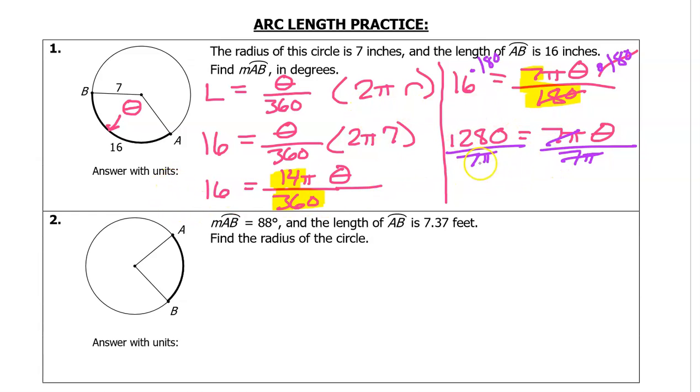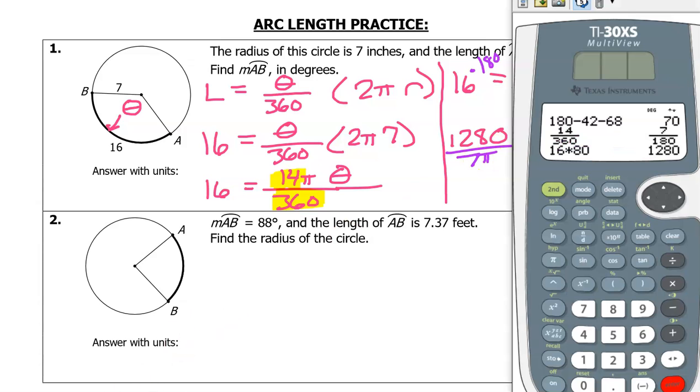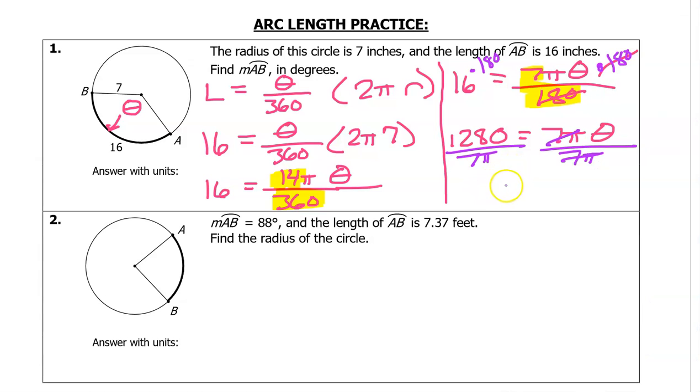All right, so I think we want a decimal. So let's just go ahead and put this in our calculator: 2,880 over 7 pi. So that's 130.97. I'll give 2 decimal places. So 130.97 degrees.